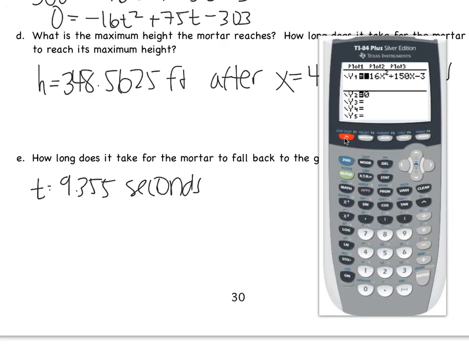To do part E on the calculator, it's very similar to part C. In order to find the time when the mortar falls back to the ground, that means that its height is 0. So you took your original equation and set the height equal to 0. Now we're back to a similar spot to where we were in C.